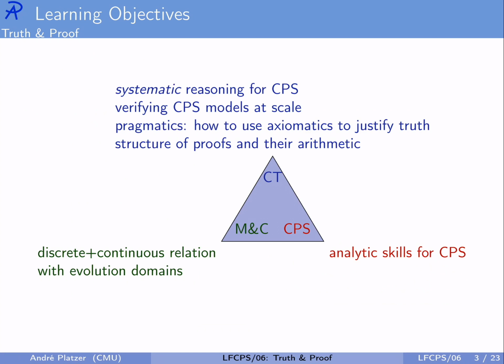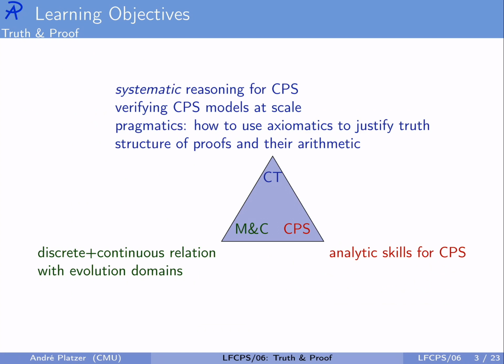To make sure that we really know what we need to do when we're trying to develop a proof for a system. And that's, of course, completely fundamental for having any chance at all of verifying cyber-physical systems models at an appropriate scale. For simple things like the bouncing balls, we could make do with what we had. But there's just no chance you're going to do the same thing for the full complexity of an aircraft without more rigorous structuring principles. In particular, we'll discover the pragmatic aspect of proofs, by which I mean how to use the axiomatics to justify the truth of syntactic expressions.